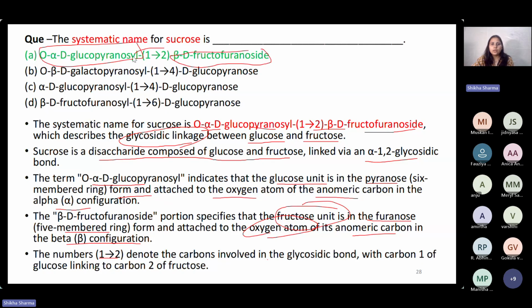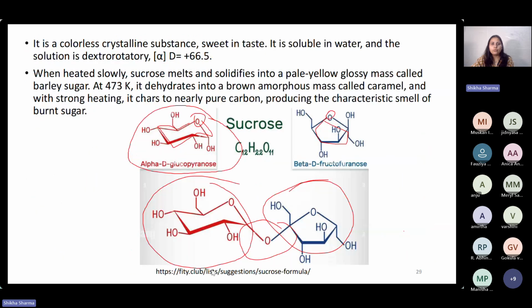Now 1, 2 denotes the carbons involved in the glycosidic bond: carbon 1 of the glucose linked to carbon 2 of the fructose. So here carbon 1, which is here, is attaching to carbon 2 of this fructose.